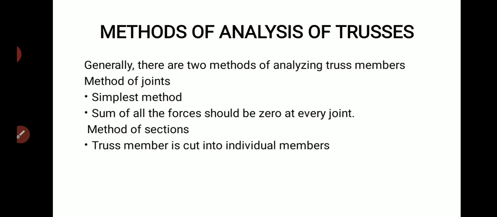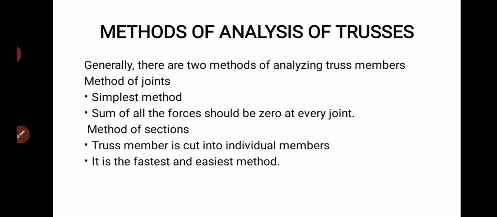It is a method in which the truss is cut into sections to analyze the unknown forces in a specific member, and it is a very fast and easy method to solve the unknown forces in a member of a truss. So I repeat it once again. The method of joints is one of the simplest and easiest methods in order to analyze a truss member.